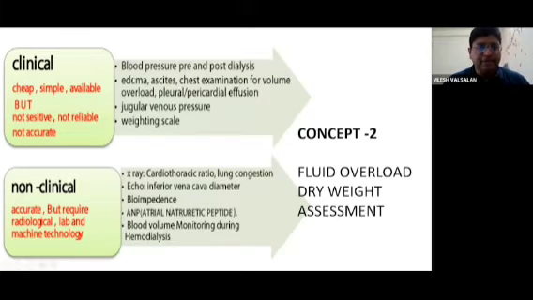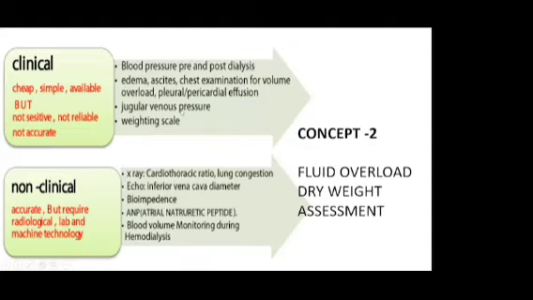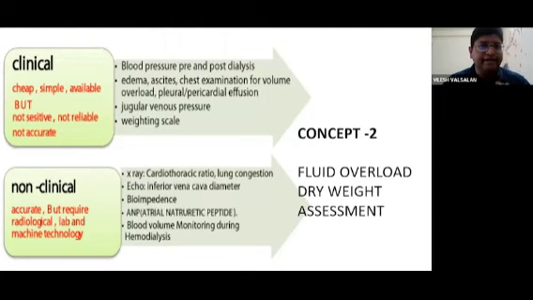Patient can have edema. Patient can have swelling in the abdomen called ascites. When you examine the chest, you can look for the presence of pleural effusion, pericardial effusion, or on auscultation. When you look at the neck veins, you can see whether the neck veins are dilated. Is there a high jugular venous pressure? You can simply put the patient on the weighing scale and see the difference of weight. So these are some simple clinical measures to identify whether there is fluid overload.